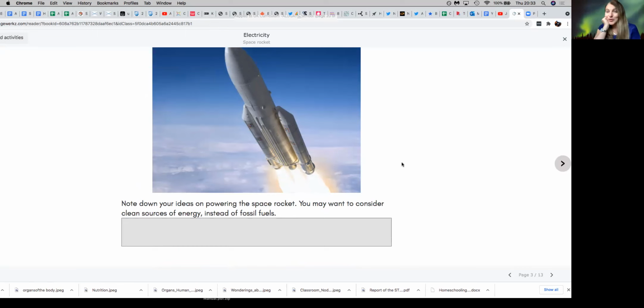We have Richard Branson, who's gone up on his space flight, so it could be linked to that. He's a British entrepreneur. But then there's also climate change, so how could clean sources of energy be used instead of fossil fuels?